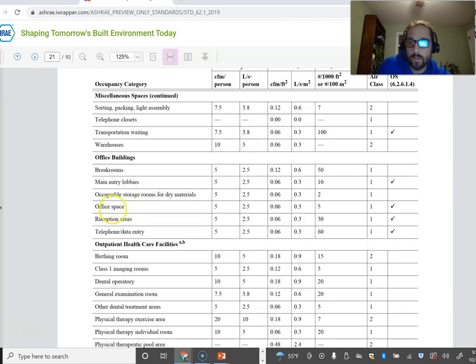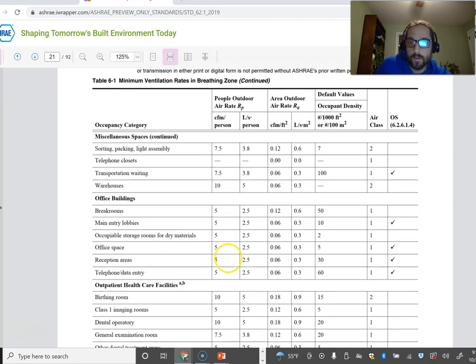Going to office. Okay, so we have office space, right? Our R sub P is 5, so that's CFM per person. Our CFM per square foot is 0.06, and our occupant density is 5 per 1,000 square feet.